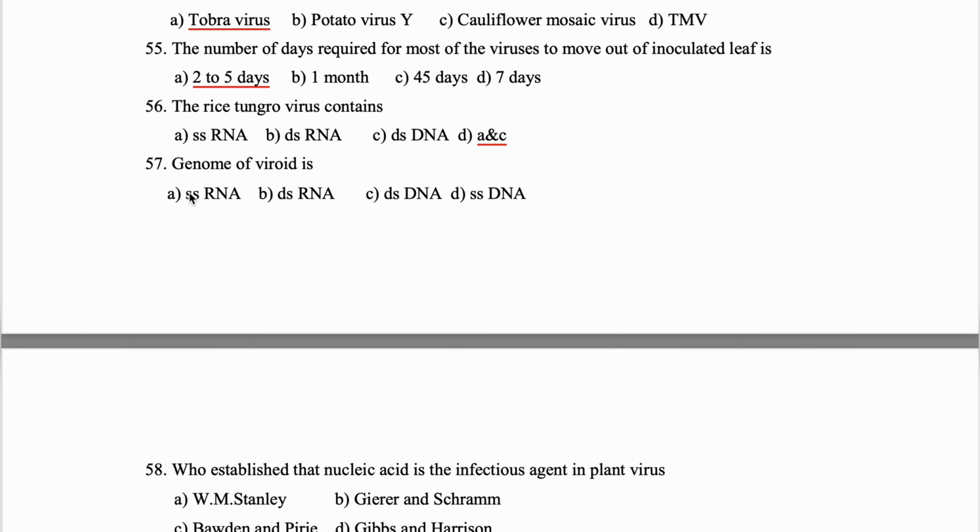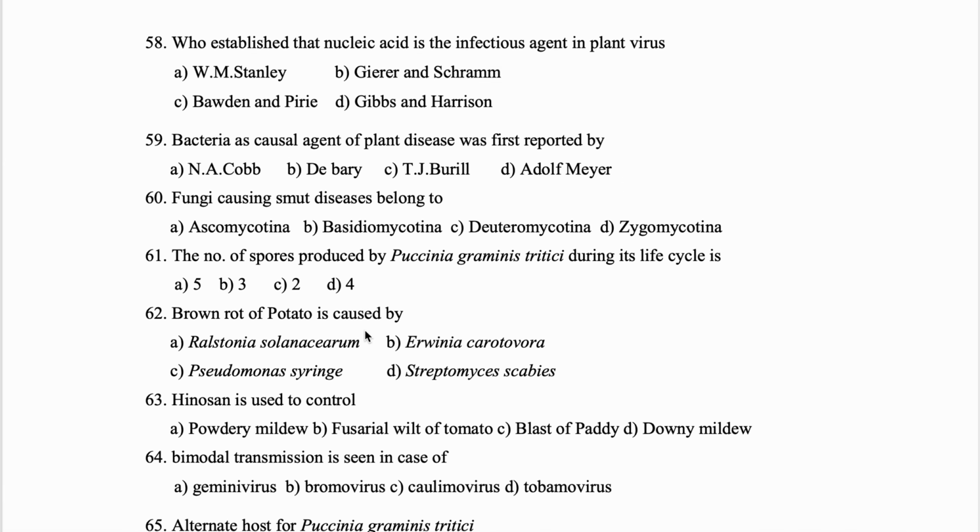Question 57. Genome of viroid, it will be single stranded RNA. Question 58. Who established that nucleic acid is the infectious agent in plant virus? Answer will be Gierer and Schramm.